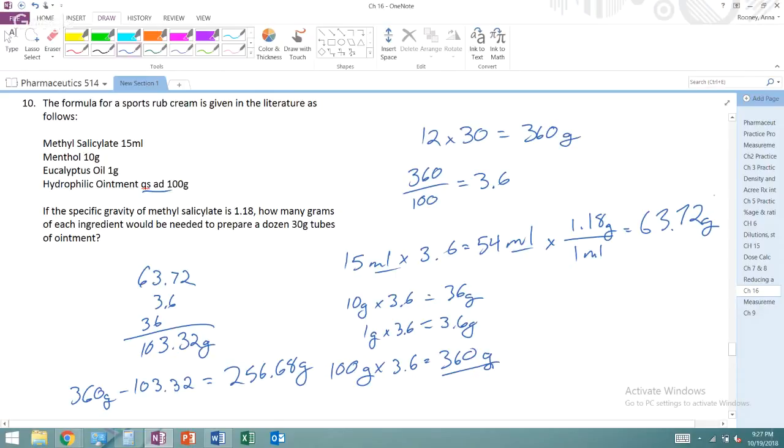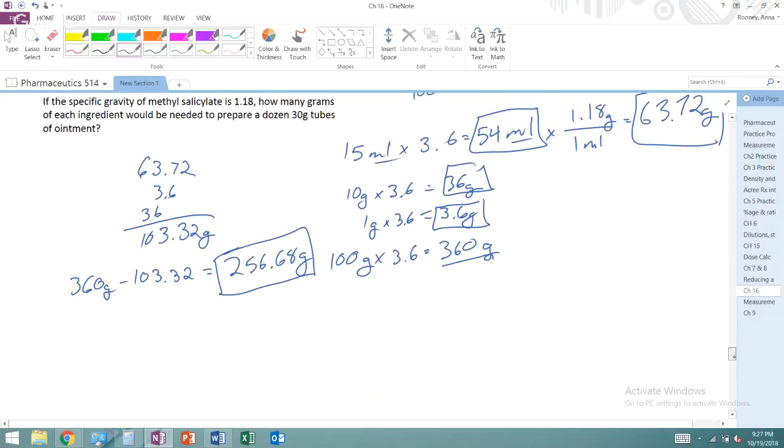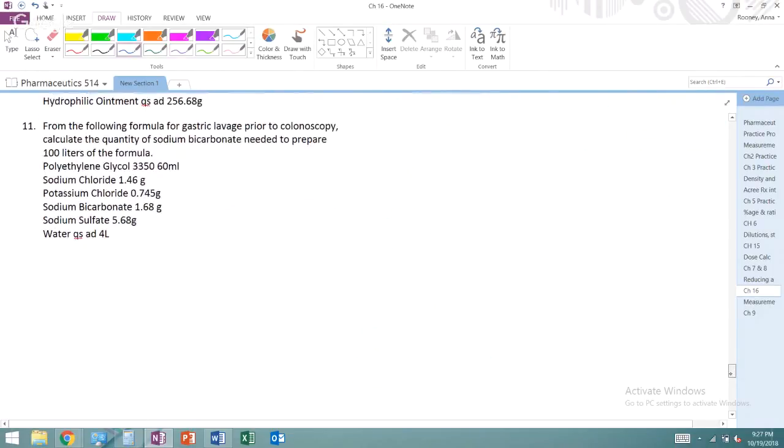So you're going to add this many grams of the methyl salicylate, or that many milliliters. Then you're going to add 36 of the menthol, 3.6 of the eucalyptus oil, and then 256.68 of the hydrophilic ointment. So, all right, and we're getting towards the end.